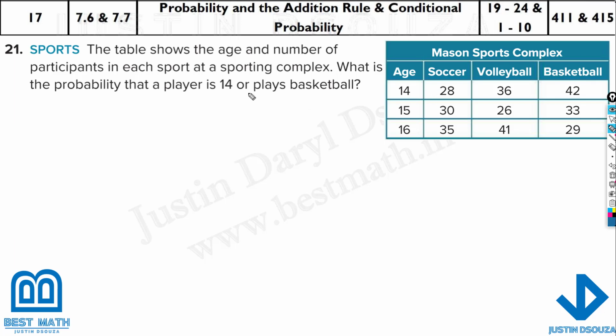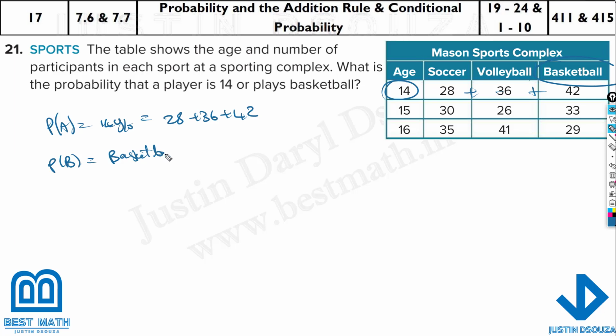So what is the probability that a player is 14 years old and plays basketball? All you need to do is, probability of A is 14 years old, right? Add all of them. What is the probability of A? 14 years, 28, 36, 42. It will be 28 plus 36 plus 42. What about the probability of B? It's basketball. Here it is 42 plus 33 plus 29.